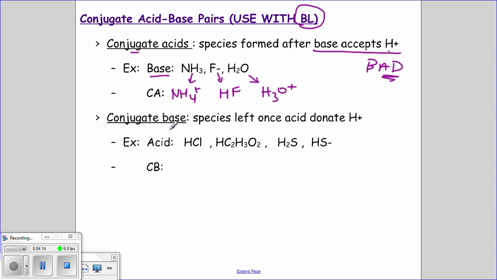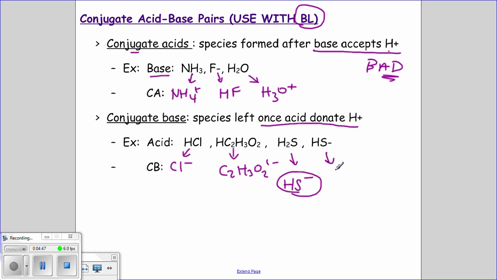Opposite of that are conjugate bases. They're what's left after the acid has already donated its own H plus. So after HCl donates its H plus, the only thing left is Cl minus. After acetic acid donates its H plus, we have C2H3O2 1 minus. This one's different because there are two H's here. Only one deprotonation, or one H leaving, gives us HS 1 minus. But if we take that conjugate base, which we just made, and deprotonate one more time, then we have the sulfide ion left over.